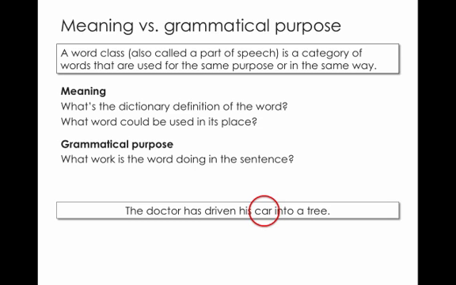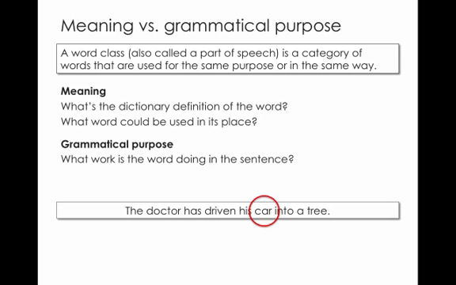I looked up the word in my dictionary, and this is what it says. A car is a self-propelled road vehicle designed to carry passengers, especially one with 4 wheels that's powered by an internal combustion engine. Automobile is a word we can use instead of car, so we could say the doctor has driven his automobile into a tree. These are questions for the meaning of the word car.